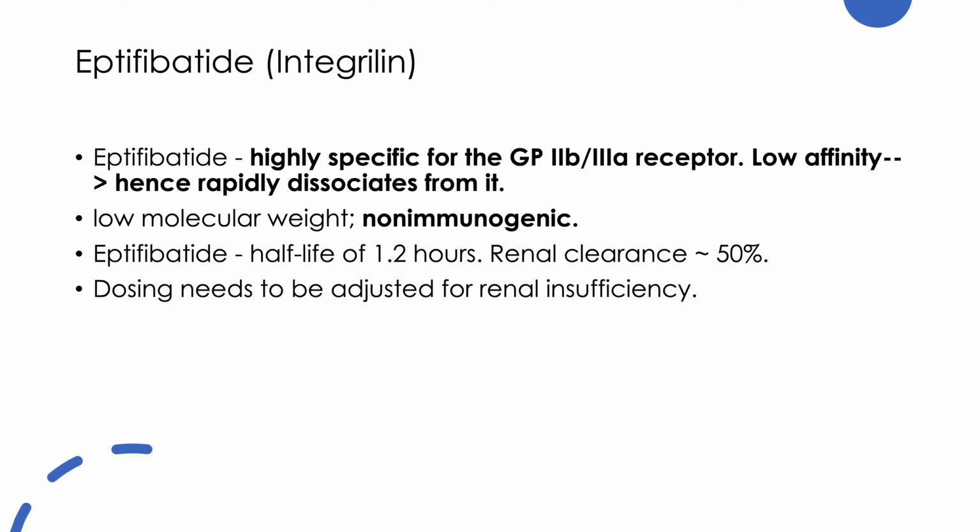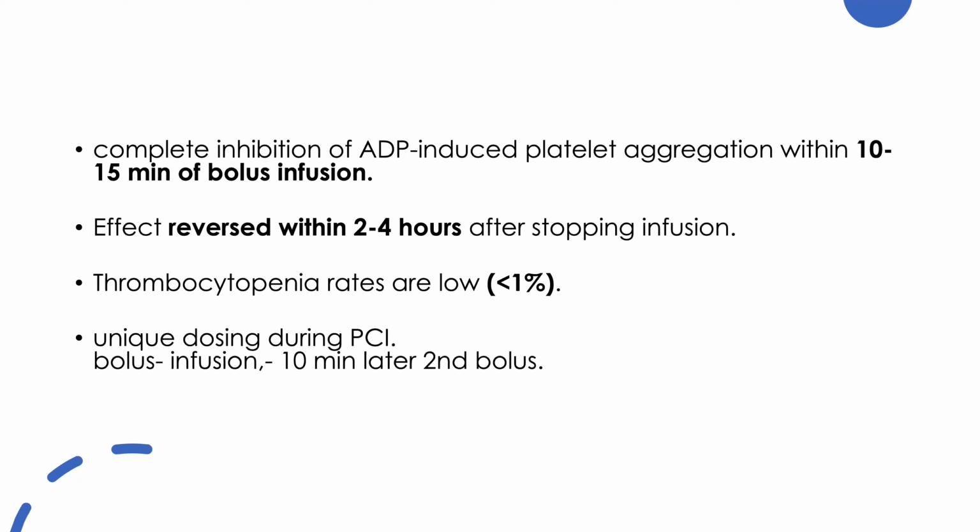It's non-immunogenic. So we're not talking about abciximab here. It's not an immune globulin; because it's a smaller molecule, it's non-immunogenic. The half-life is just 1 hour. We should remember that patients with kidney dysfunction can have higher levels of this medication because it's renally cleared. It's 50% renally cleared, so the dosage should be adjusted. You will achieve complete inhibition of ADP-induced platelet aggregation within 10 to 15 minutes of the bolus. So it's a very, very effective agent. After you stop your infusion, in 2 to 4 hours, you have everything reversed.